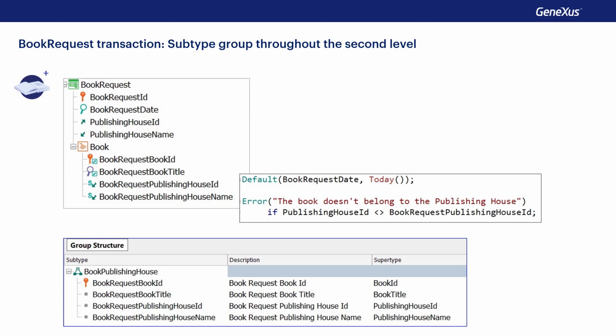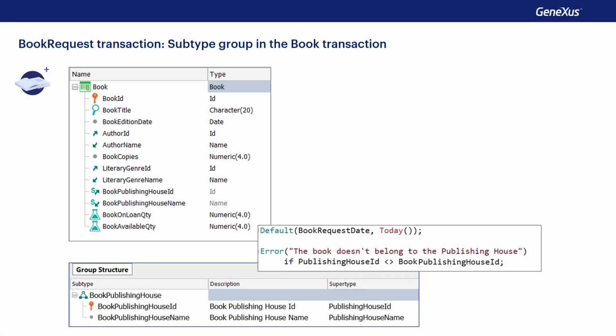Could we propose some other option to avoid the definition of subtypes in the two-level transaction? Yes, but we must make it clear that as a working criterion, we always suggest addressing the reference conflict in the transaction that presents it. That's why we've solved it in the book request transaction itself.